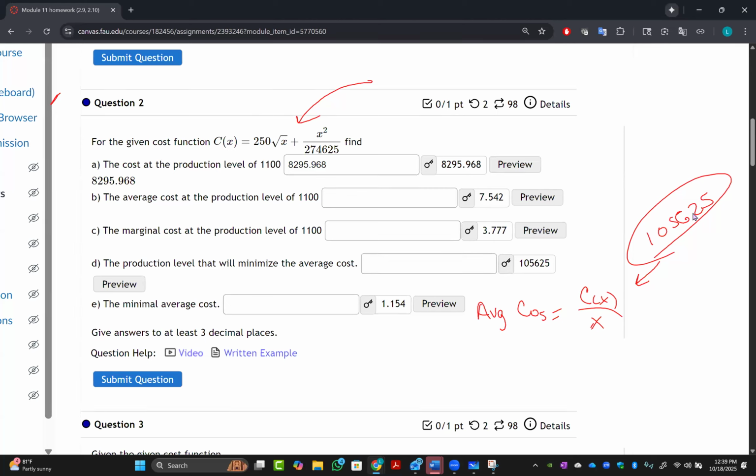So you have to plug in the 105,625 because that's X into the equation. And you can do it. The number is 1.154. I don't feel like doing it. I think I've already showed you basically how to do these, but that's how you do it. And that's the answer.